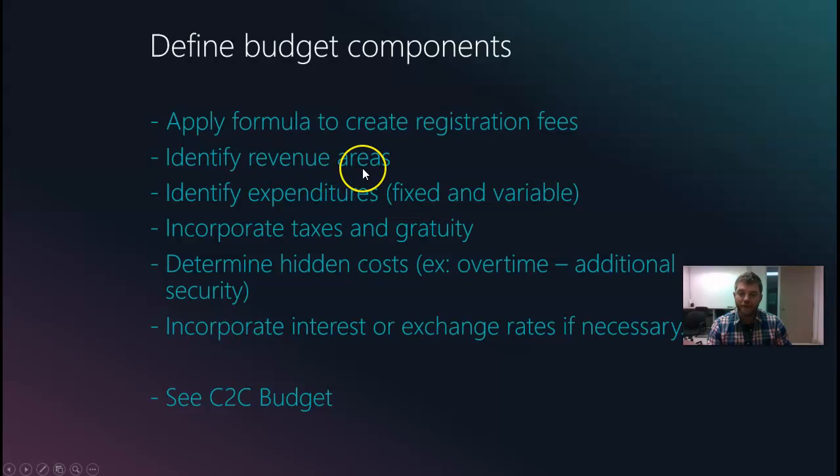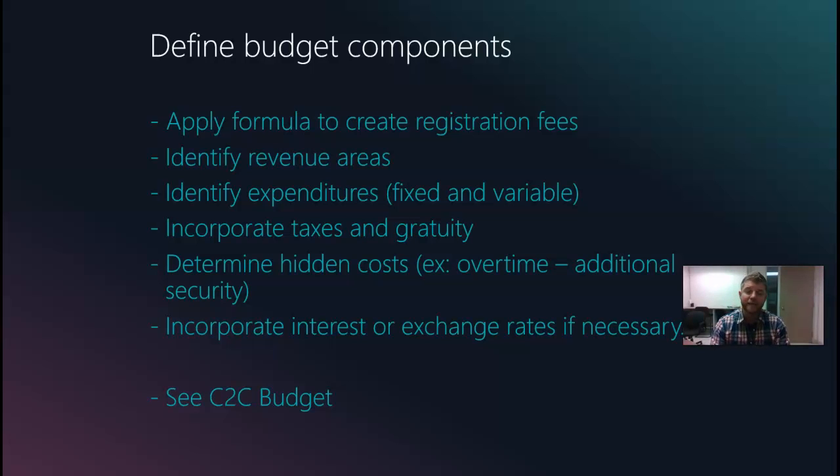Identify your revenue areas, ways that you will make money, most of this through registration fees, but it could be through sponsorships for the event. And then identify all your fixed and variable expenditures as well. Always make sure that you understand that there are taxes. So we pay taxes on everything, 13% HST. And for a lot of stuff, there's gratuities. So 15, 18, 20% gratuities for any food service.